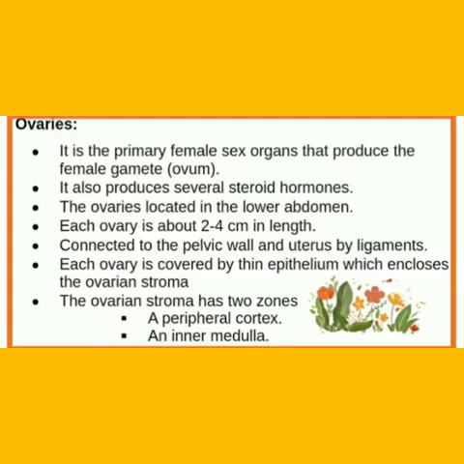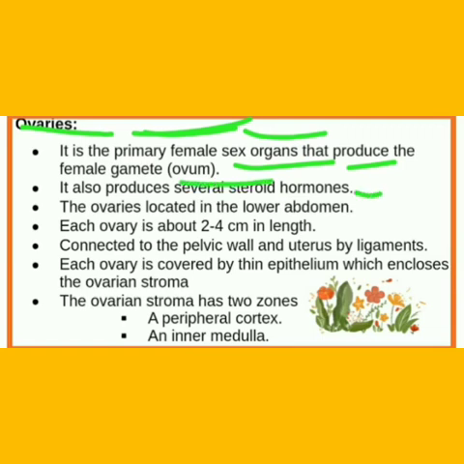The first one is ovaries. It is the primary female sex organ that produces the female gamete, that is ovum. Ovaries are called primary female sex organs. Why? Because ovaries are present since birth. Next, it also produces several steroid hormones. The ovaries are located in the lower abdomen.